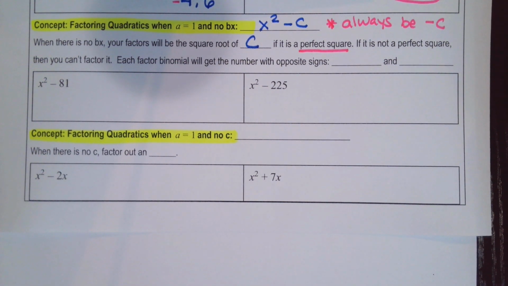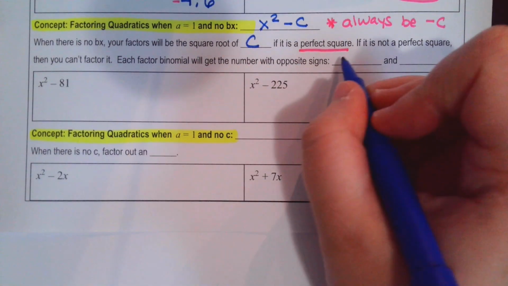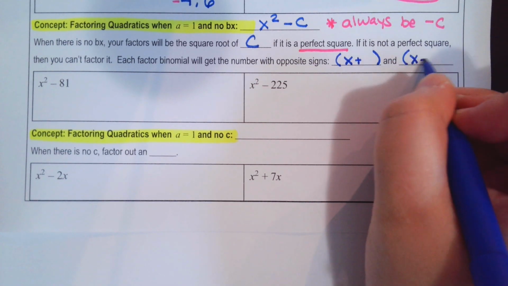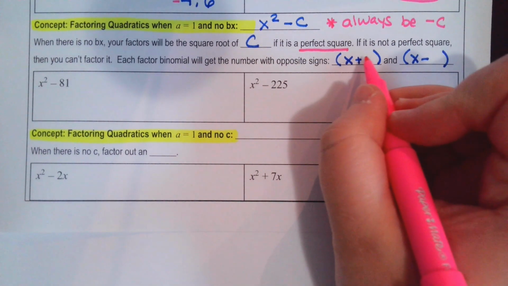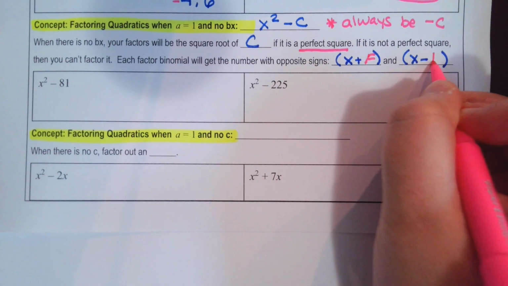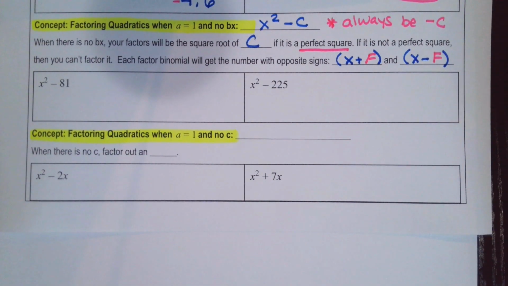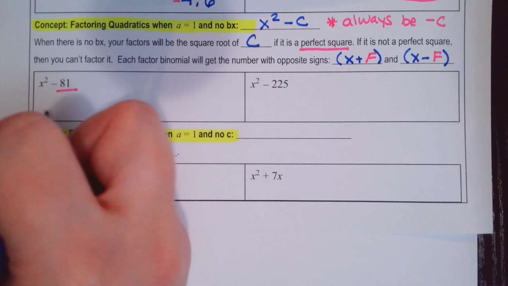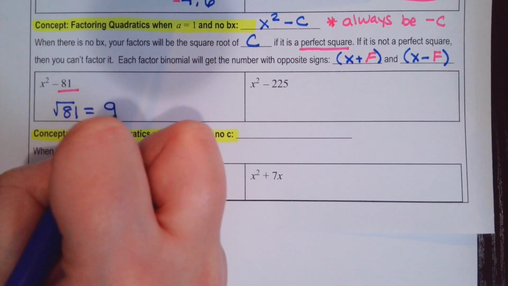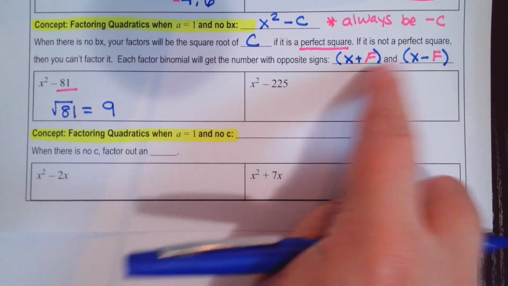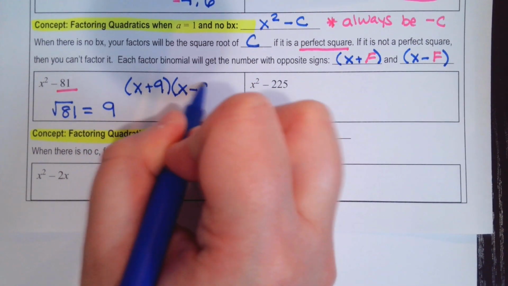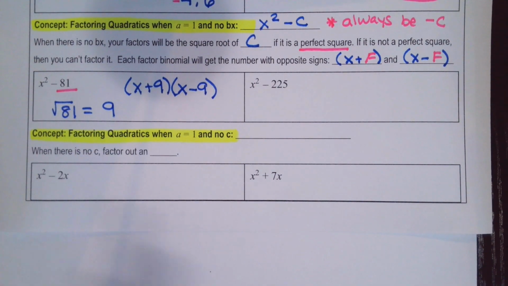Each factor binomial will get the number with opposite signs, meaning it's going to be something like this. x plus, x minus. And whatever goes in here, it's going to be the factor, meaning your perfect square. So here, we take 81. So we want the square root of 81, which is 9. So 9 is going to go into both spots, 1 positive, 1 negative. And that's all you have to do here.